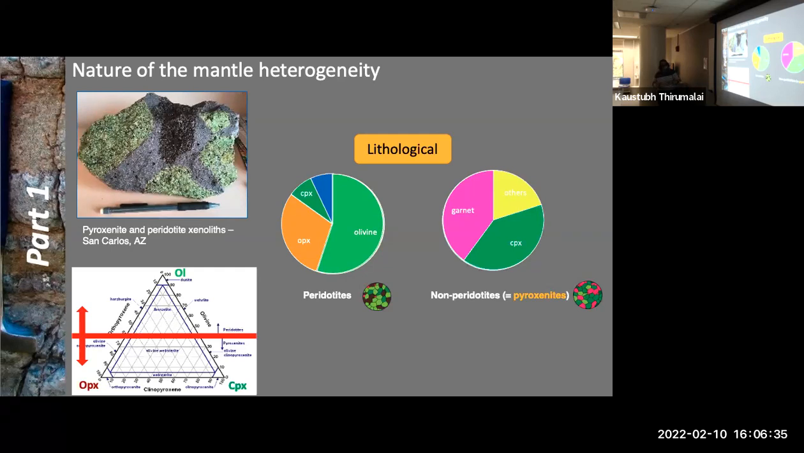Okay, so it's a simplified way to see lithological heterogeneity, but it's basically what I'm going to do today. So just keep in mind that pyroxenites actually cover a very large range of composition in comparison to peridotite.